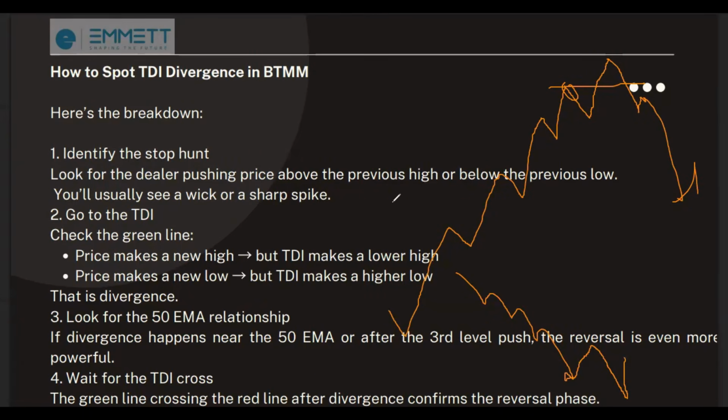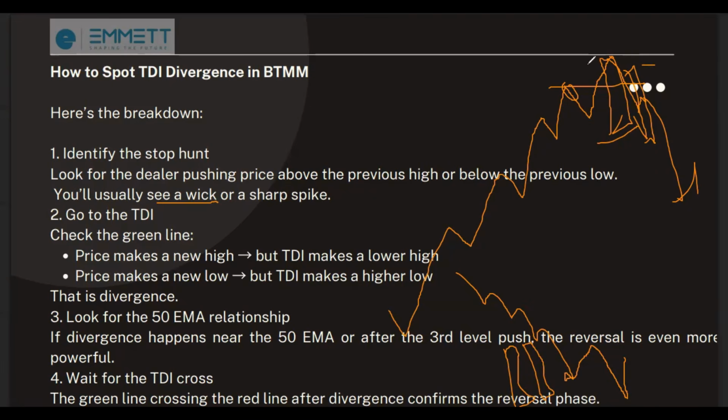But now that is your step number one. You will usually see a wick or a sharp spike. It could be one vector candle to the downside, followed by a retracement, okay? And it closes above again. Or if it goes upside like this, and then brings the price down to close right at the opening of this candle or below it.